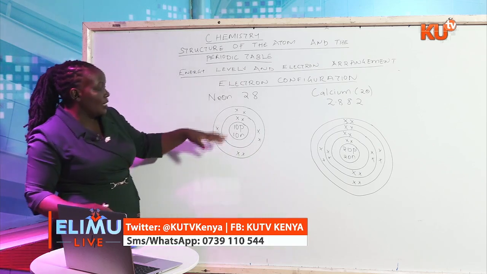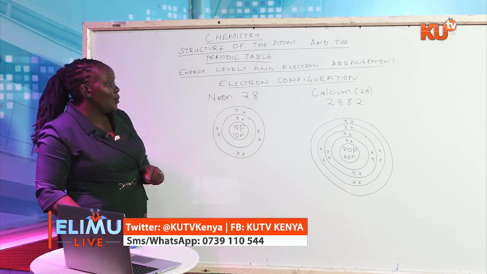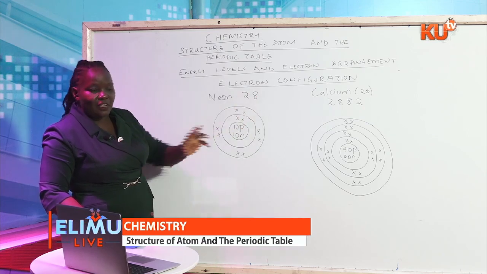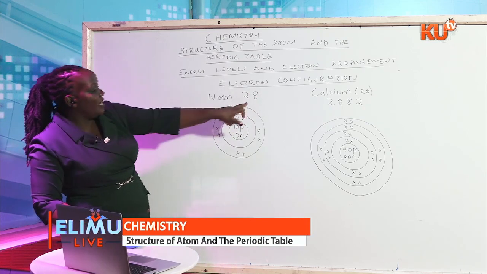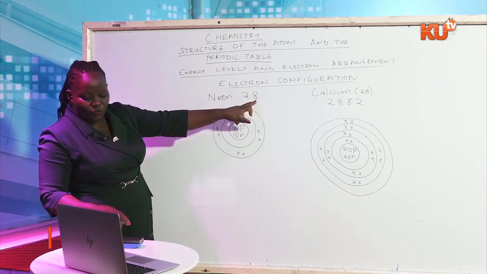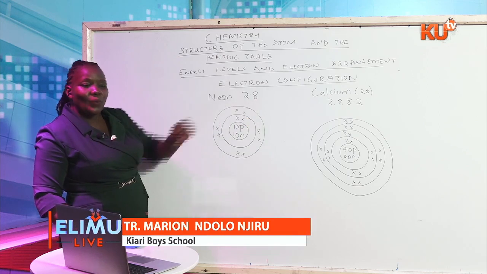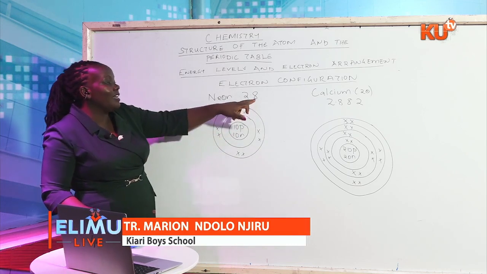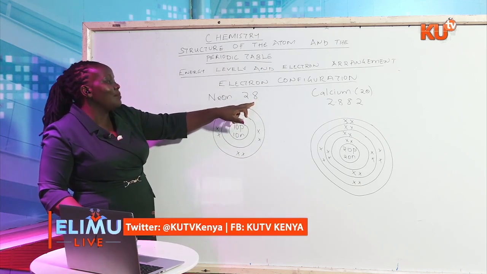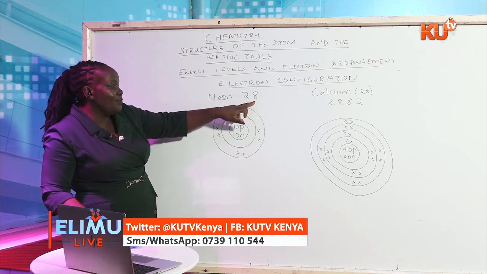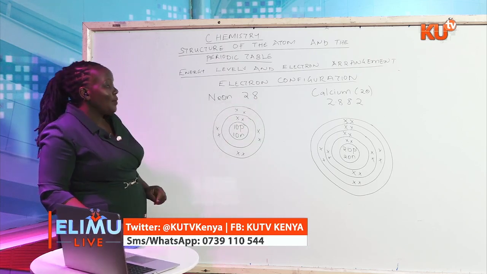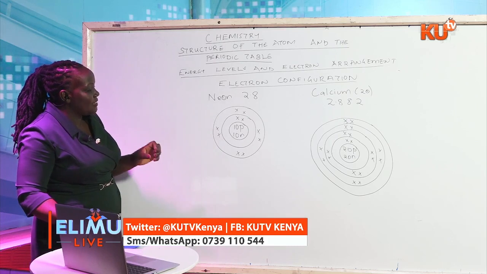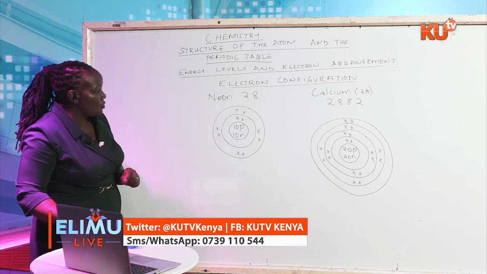If you look at the structure of neon, or its electron arrangement, we can note that it has 2 energy levels. So it has occupied only 2 energy levels, and it has 8 electrons in the outermost energy level. What that means is that its outer energy level, which is energy level number 2, has the maximum number of electrons that the given energy level can accommodate. We are going to be looking at elements which have the outermost energy level being full in the next lesson.